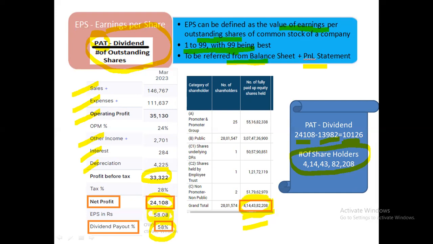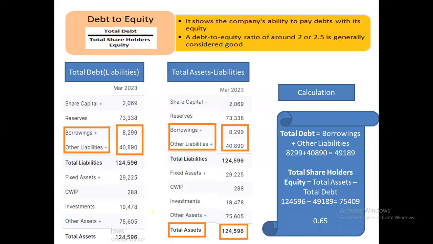Now let's go to the second one, debt to equity. Debt to equity is total debt divided by total shareholders equity. Debt to equity means how many loans the company has against the equity or against the assets. Debt means liability, whatever goes out. And equity is total assets minus liability. We have both calculations here.